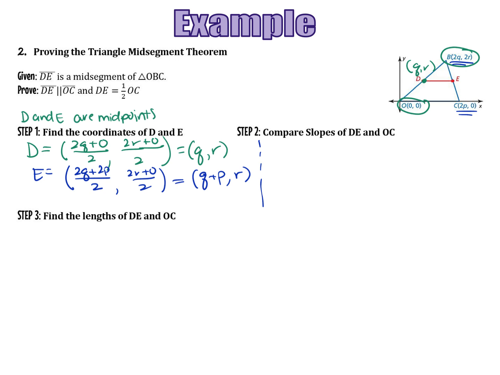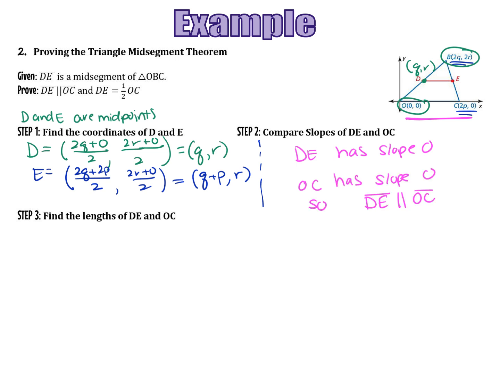Now we're going to compare the slopes, and we can find the slopes just by looking at our graph. Notice that the slope of DE is 0. That's a flat line segment. So DE has slope 0. Also, OC we could calculate using the formula for slope, or we can just look and see that it is a horizontal slope. So that also has a slope of 0, which means they both have the same slope, which means the segments are parallel. Let's go ahead and write that up.